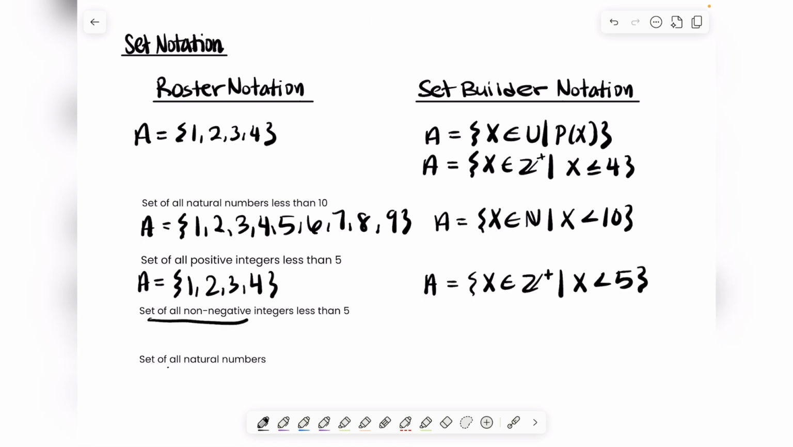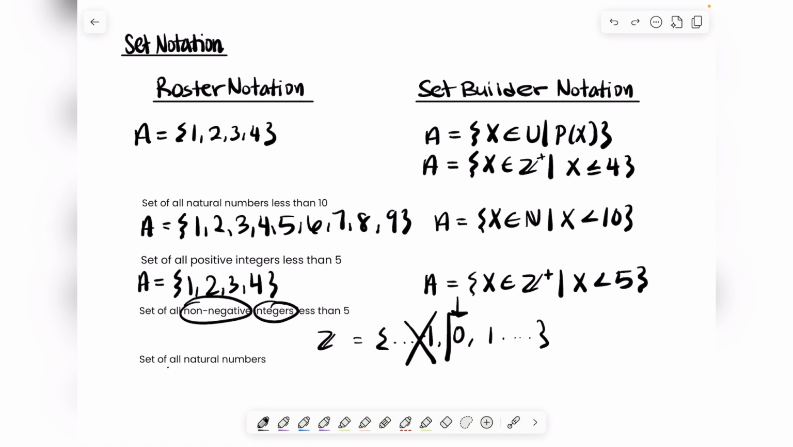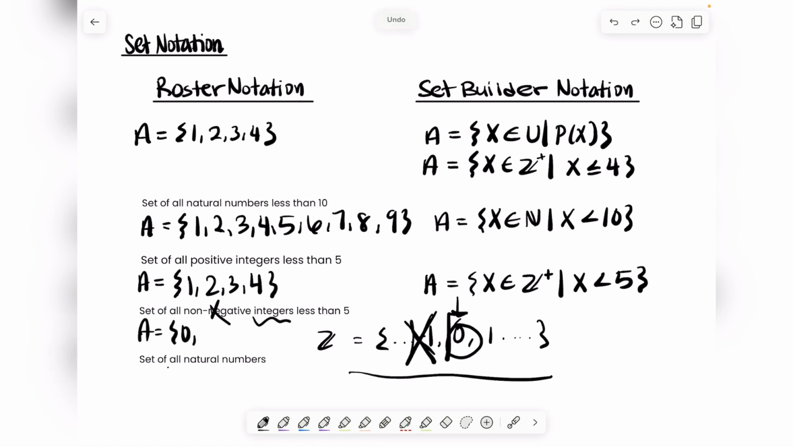What about the set of all non-negative integers less than 5? So you're dealing with integers. Integers include negative numbers, 0, and positive numbers. Non-negative means you're not dealing with the negative numbers, and that's it. So it means you include 0 and positive numbers, because remember, 0 is neither negative nor positive. It's just 0. So that's why there's a difference between positive and non-negative. It has all to do with 0. So with integers, not including negative numbers, we start at 0, so our set can be equal to 0, and then all the numbers up until 4 because we don't include 5.